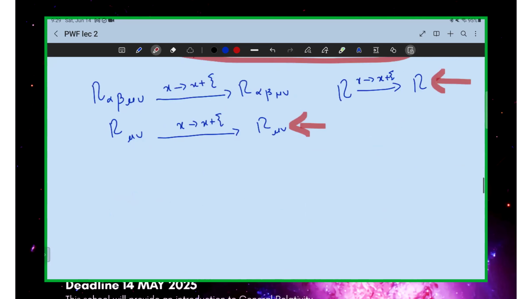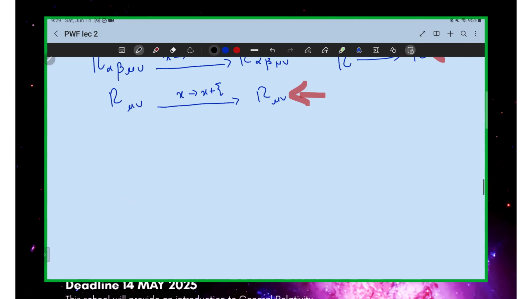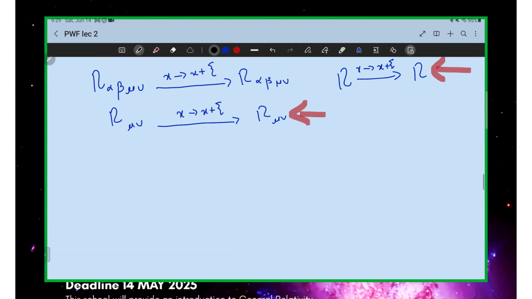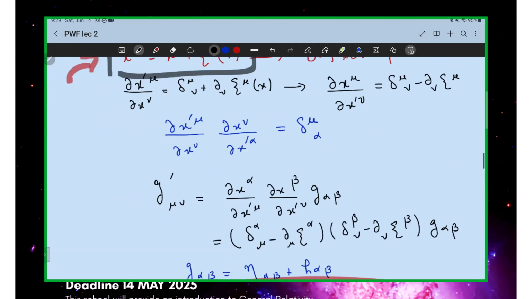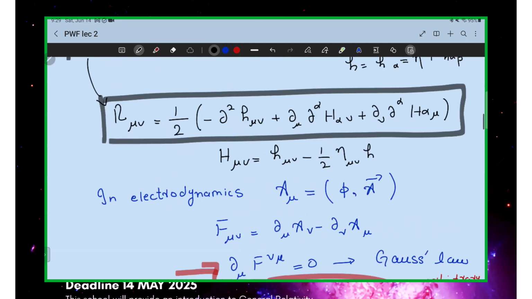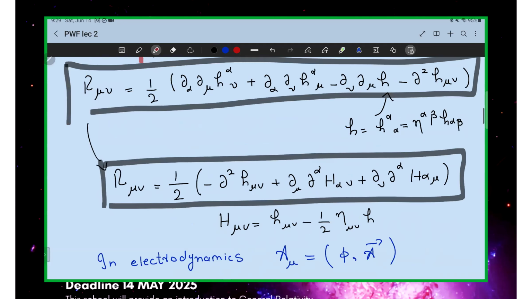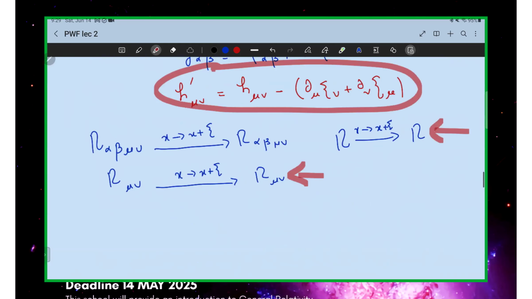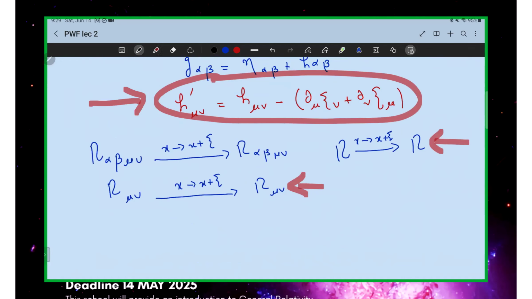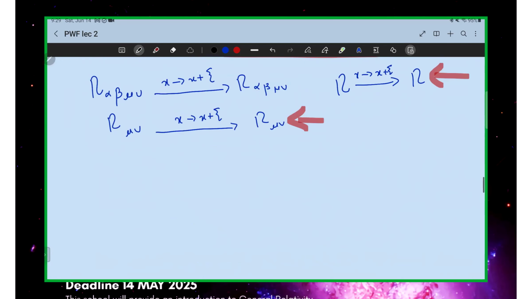Okay. Now you can ask the question, what is the change in capital H? If you remember, capital H was defined here. So this is capital H, right? You can ask how does it change? It depends only on H, and the change in H is given here. Again, that's not too hard to do. You can do that and you will get this thing. So the new H is given like old H minus this plus eta mu nu.